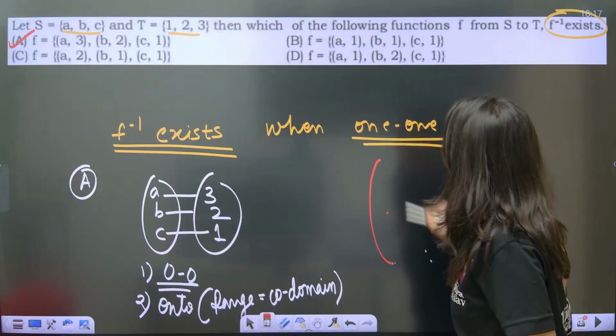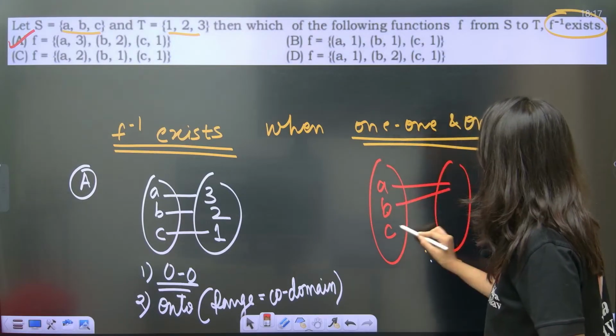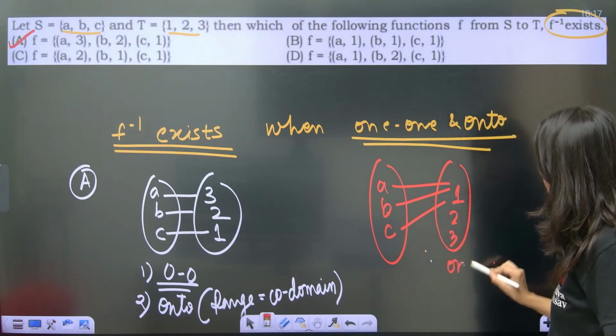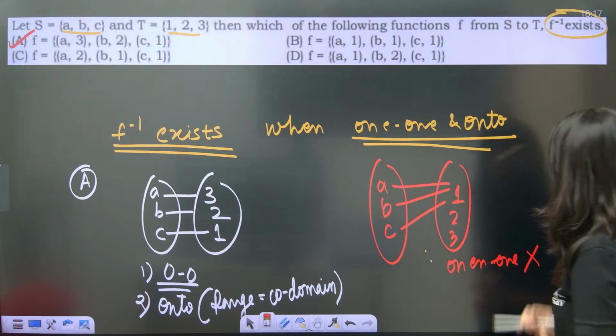Understand that over here, A, B and C, all three are having 1. So 2, 3. So clearly this function is not 1-1. Okay, this is a many-1 function. So it is not 1-1.